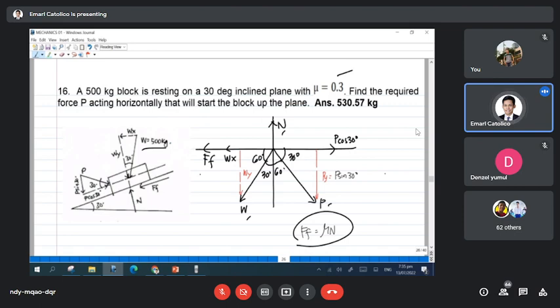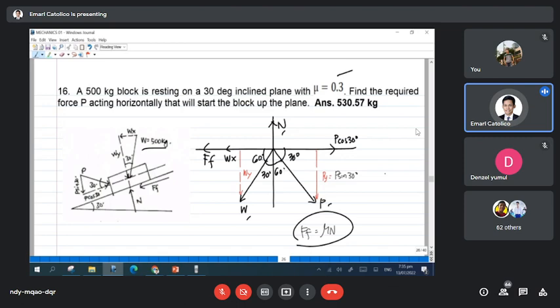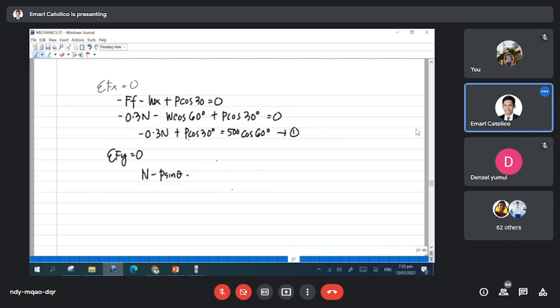30, ano? P sine 30. Then minus, weight natin is pababa din. So, angle 60. W sine 60 is equals to 0. So, lipat din natin si W sa kabila para magamit natin ang calculator. Ano? So, N minus P sine 60 is equals to W natin is 500 sine 60.